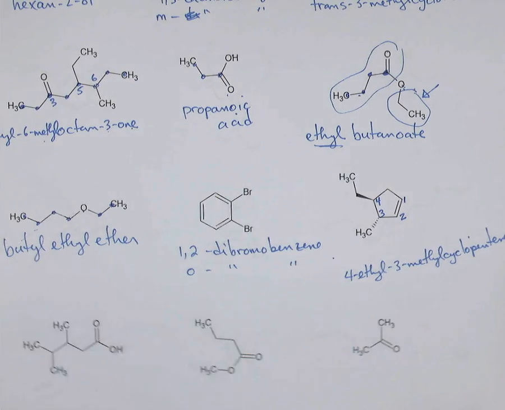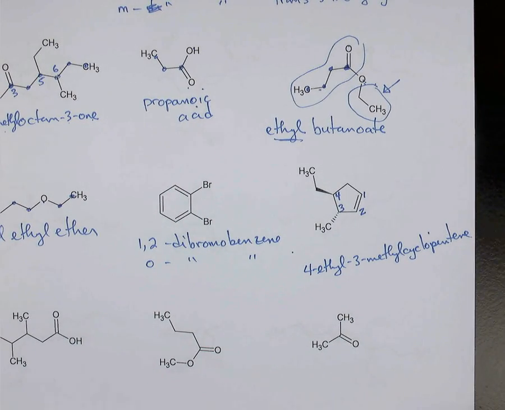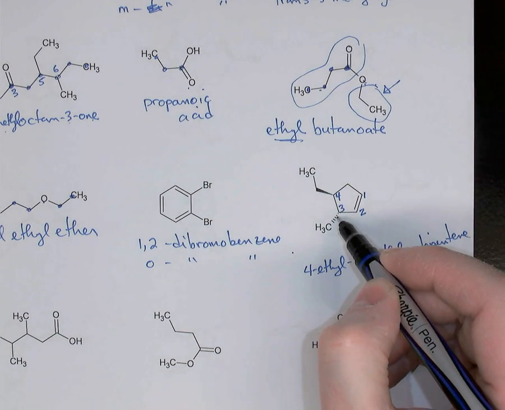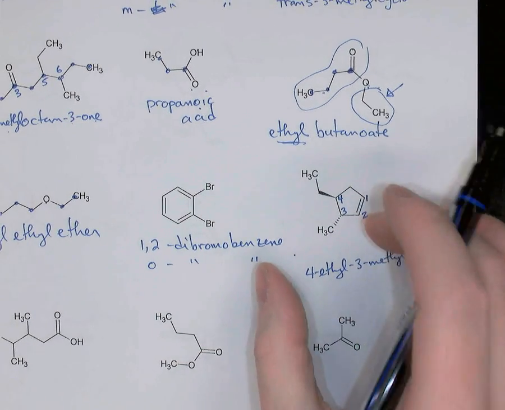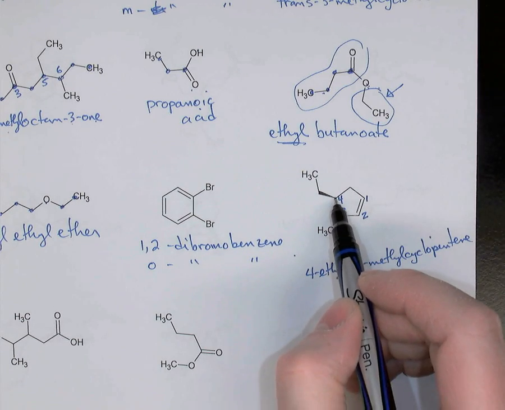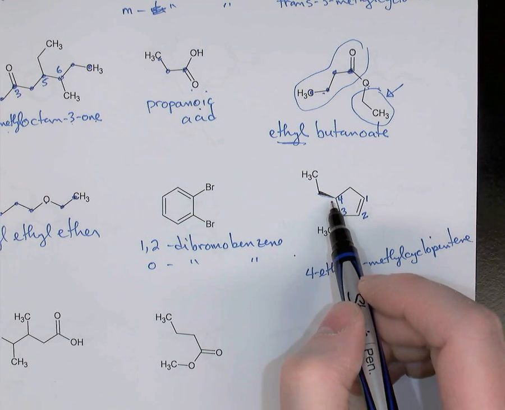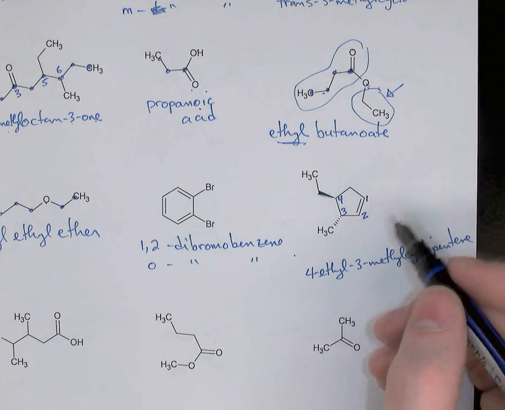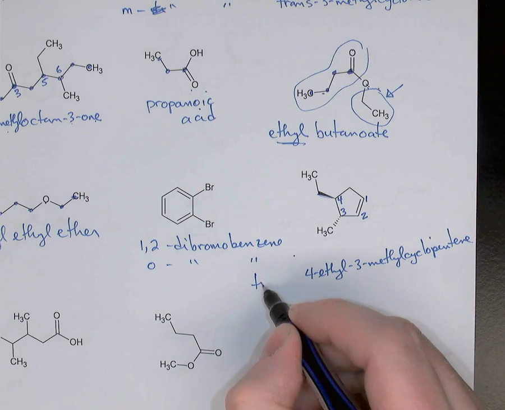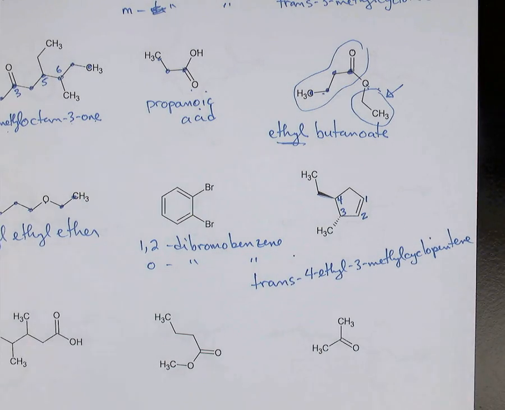Now notice we don't need to number where the double bond is because it's assumed to be the bond between carbons 1 and 2. And then notice that the branches, one has a dashed wedge, so that methyl branch is going below the paper, below the ring. The other has a solid wedge, so that means that bond is coming out of the paper towards us. They're on opposite sides of the ring. This was the trans isomer. Trans 4-ethyl, 3-methyl cyclopentene.